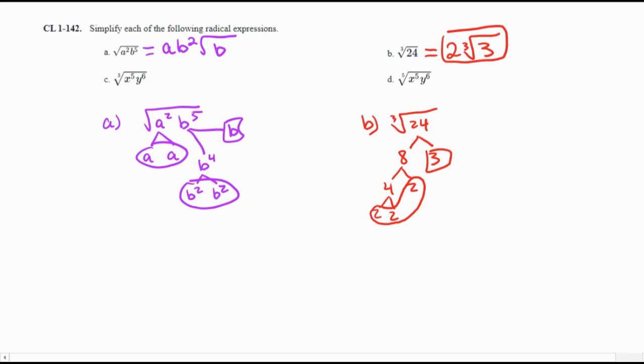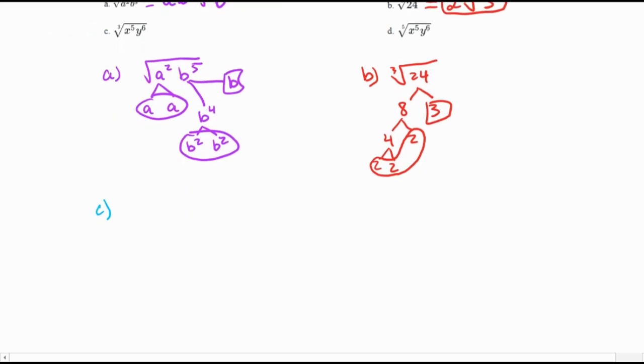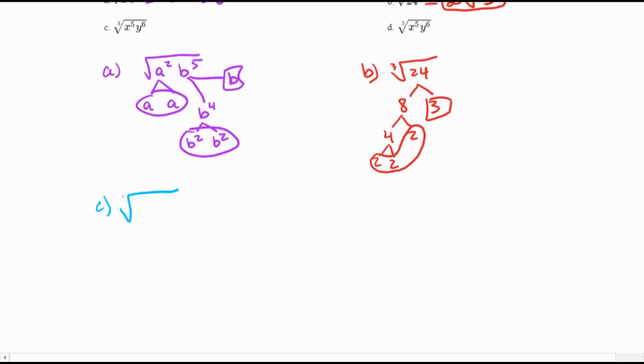For C, I have, let me see if I can get some more space here, the cube root of x to the power of 5, y to the power of 6. So x to the power of 5, I'm just going to use some knowledge I have from having done a lot of math. I'm breaking it up like this because I know that x to the power of 3 gives me a group of 3 here. X to the power of 2, even if I broke it up more, I could not pair up with a group. So I know that this x squared is going to stay on the inside.